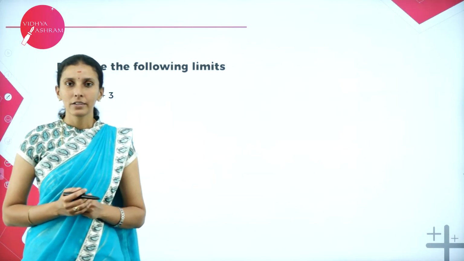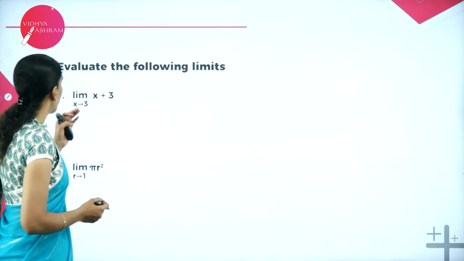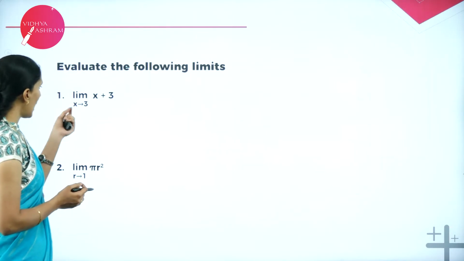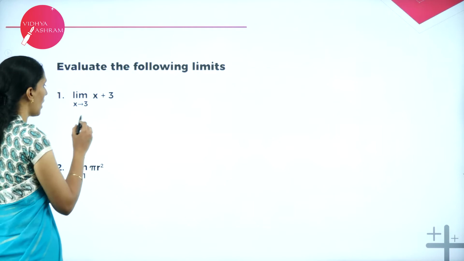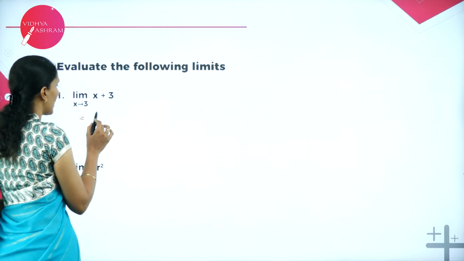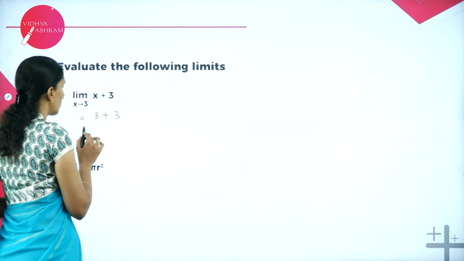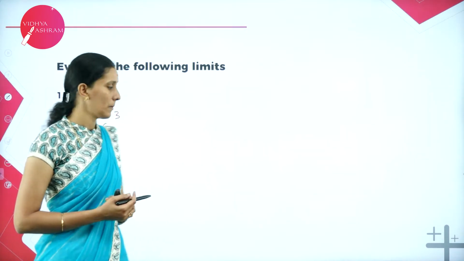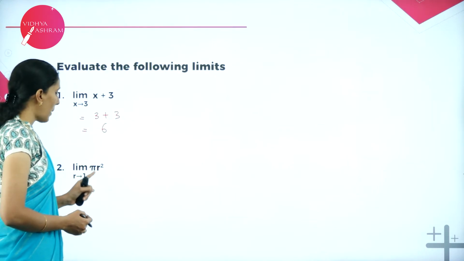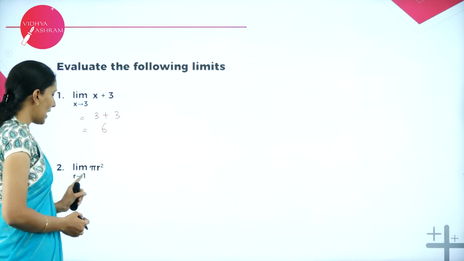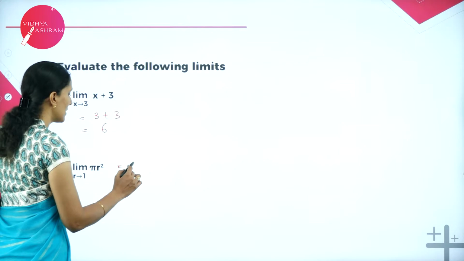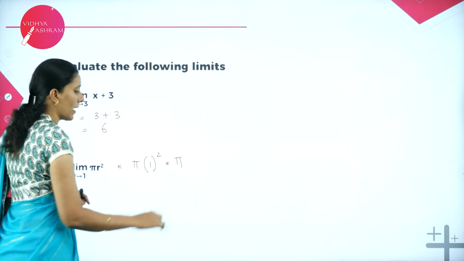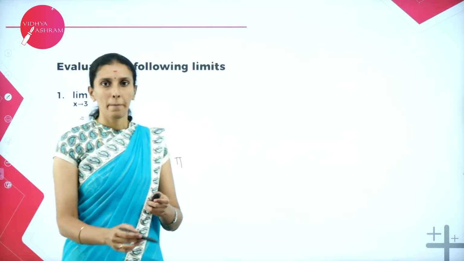Now, we will evaluate the following limits. Find the limit as x tends to 3 of x plus 3. Apply the limit as x tends to 3 now. Then it takes the value 3 plus 3. So, the answer is 6. The limit of the function is 6. Next, we have limit of pi r square as r tends to 1. Apply it as pi into 1 square, which is equal to pi. So, the limit of the function is pi.